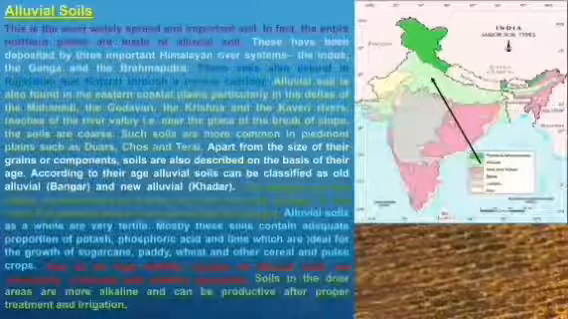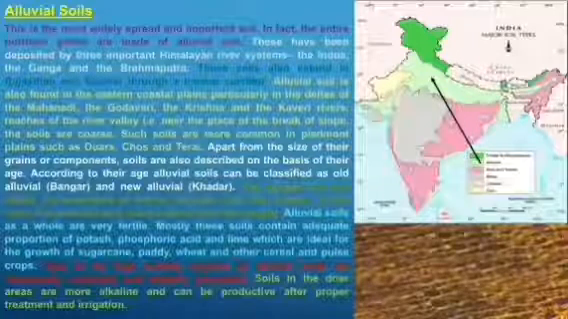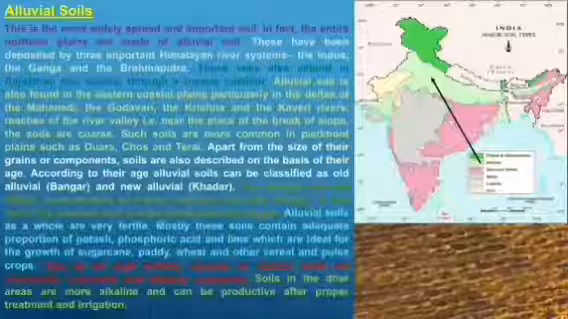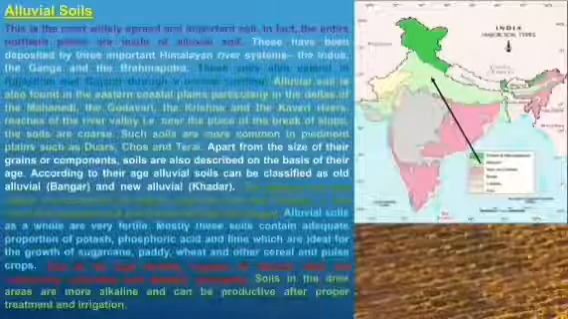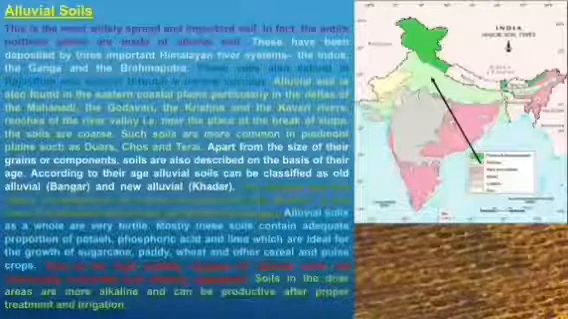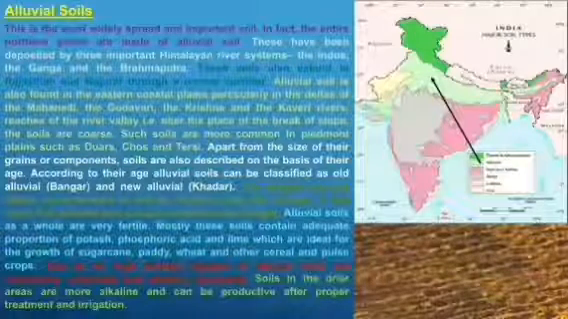Khadar is more fertile, Bangar is less fertile, but both are alluvial soils. Both are fertile, but there is some difference, that Khadar soil is formed every year due to the floods. Now these were some differences between Khadar and Bangar alluvial soils.